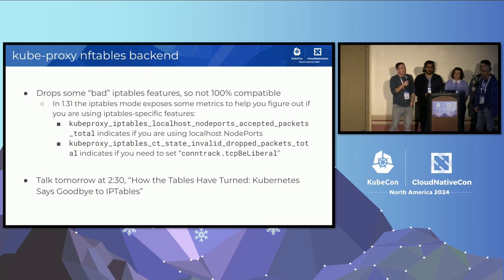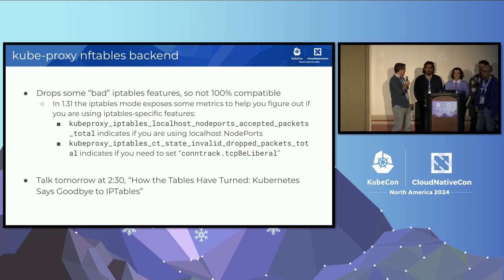As I said, it's not 100% compatible, in part because there are certain bad ideas that we had in kube-proxy at various points that we wanted to get rid of, but we couldn't because of backward compatibility. And so we're using the nftables proxy as a way to change the defaults. But we don't want people using iptables to switch over to nftables and suddenly discover that they were depending on these bits of functionality.